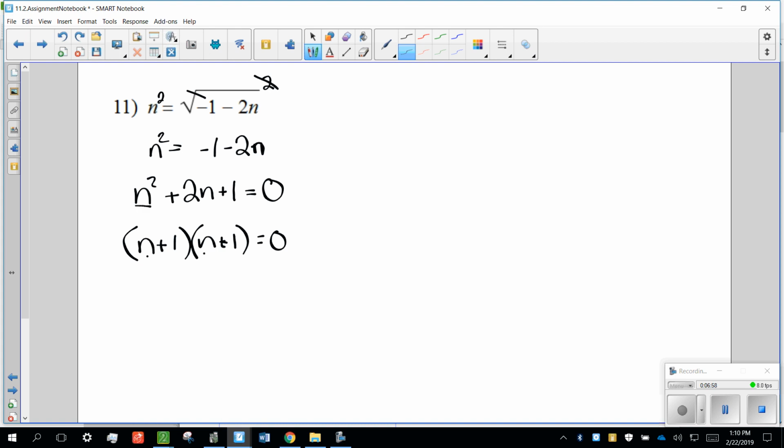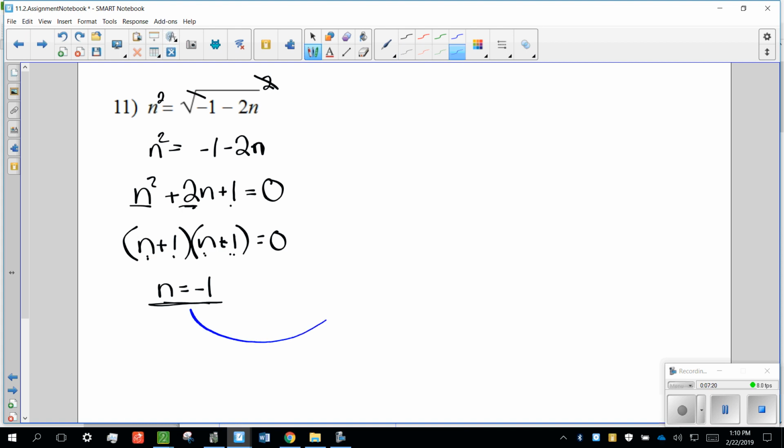N times n gets you the n squared. N times 1 is 1n. 1 times n is the other of the two n's. And 1 times 1 is 1. It's a lot of dots. So then we set each of those factors equal to 0, and since they're the same, we're only going to come up with one answer of n equals negative 1.